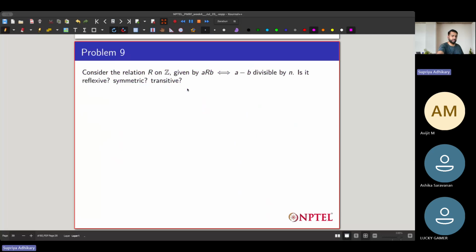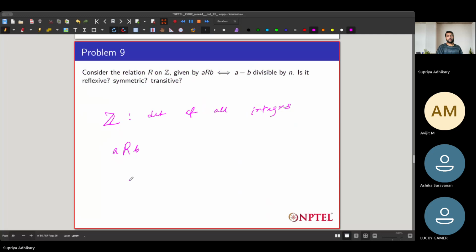Okay, so now in problem 9, we are given this relation R on the set of all integers. So Z is basically the set of all integers. And it is given that A is related to B if and only if A minus B is divisible by n. So n divides A minus B. Now we have to find out whether it is reflexive, symmetric, and transitive.